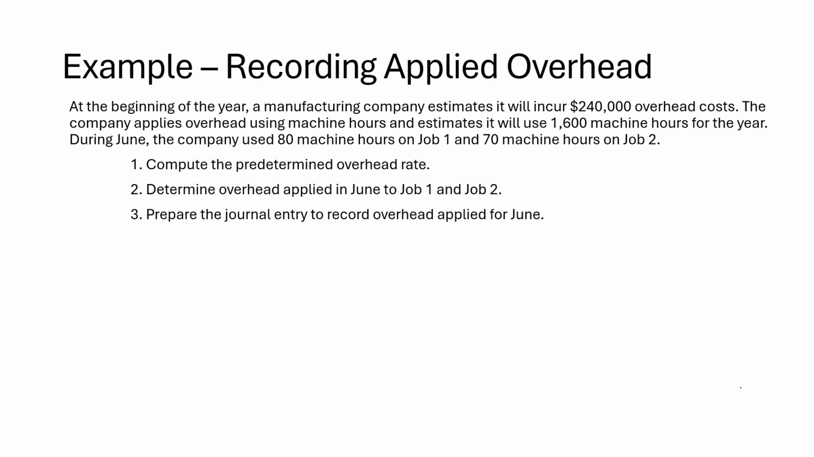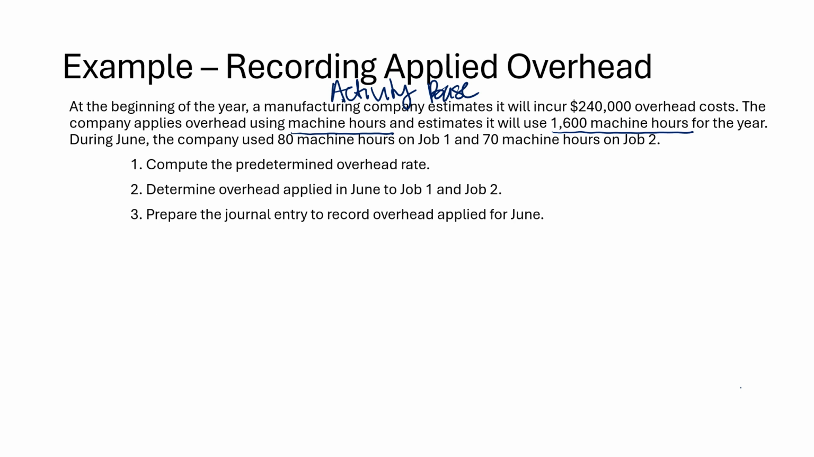So at the beginning of the year, a manufacturing company estimates it will incur $240,000 in overhead cost. The company applies overhead using machine hours. So that's going to be the activity base. And estimates it will use 1,600 machine hours for the year. During June, the company used 80 machine hours on job 1 and 70 machine hours on job 2.